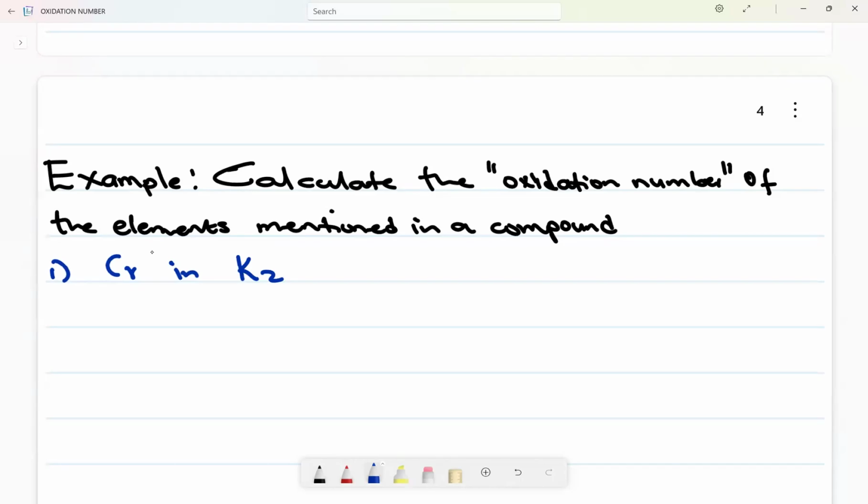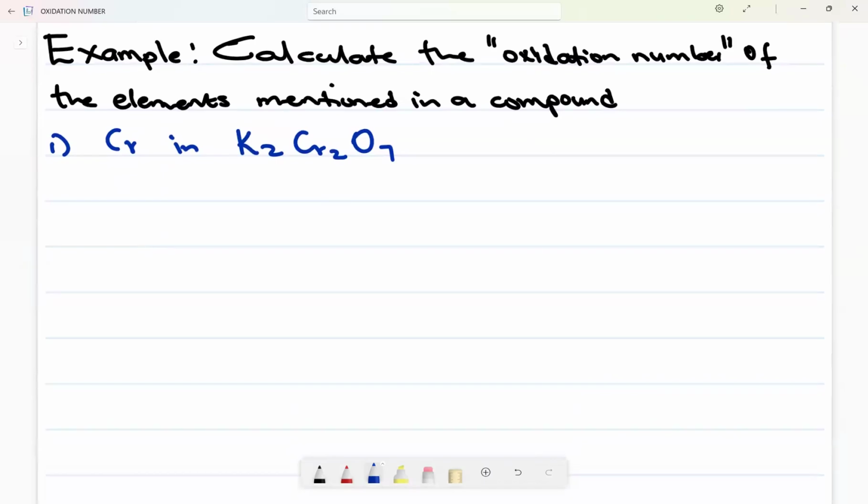K2Cr2O7. Okay, so the one that I start with is the one we're going to be looking at its oxidation number. So how can I find the oxidation number of Cr in K2Cr2O7?